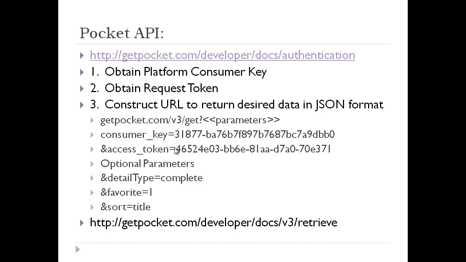In addition to that, I use a couple additional parameters that the Pocket API provides: one to provide the complete information, one to pull in just entries that you have tagged as favorites, and then a sorting parameter. So let me show you what that looks like a little bit here.